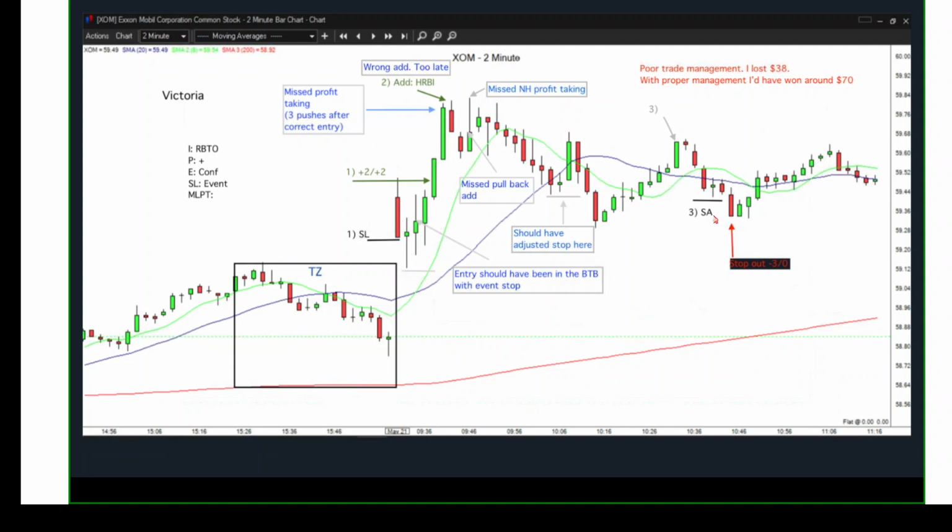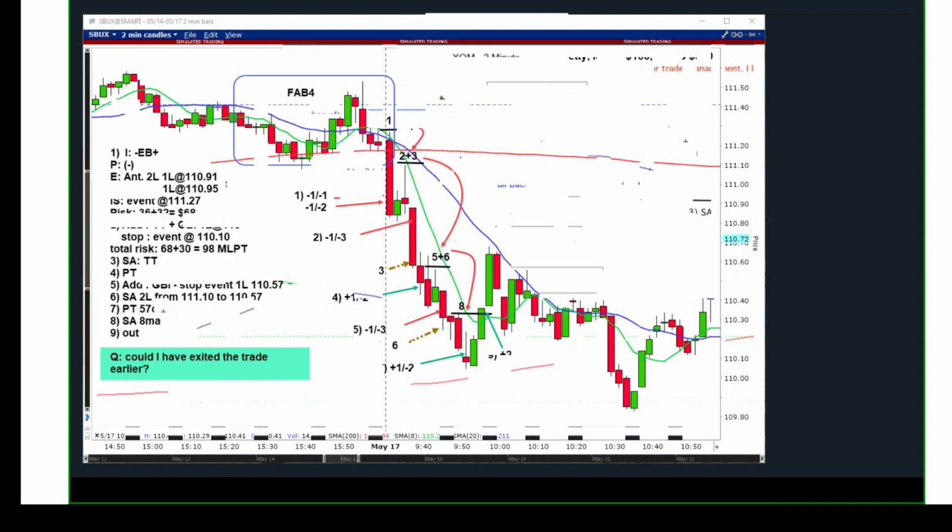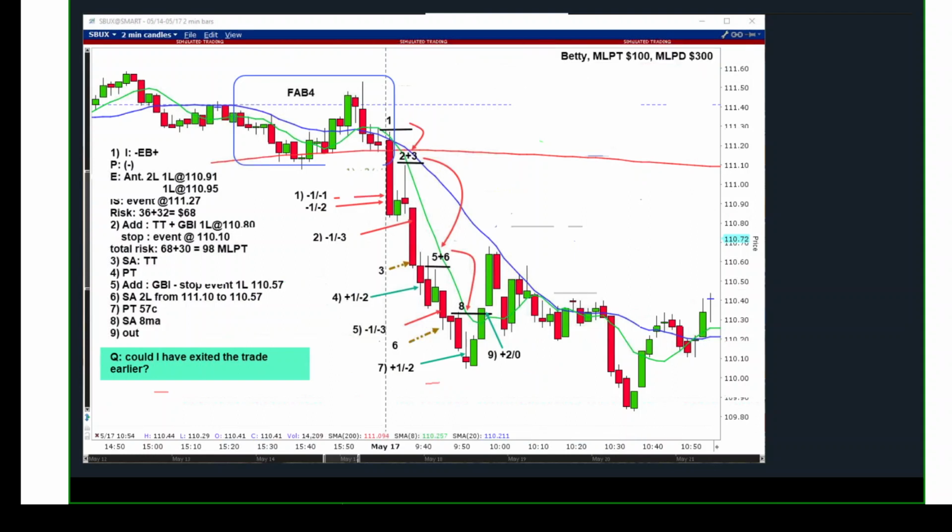All right, next one. Betty. Betty, it's your turn. Here we go. Betty is trading Starbucks here, and trading Starbucks marks here the fabulous 4. Okay, I like that, as you guys know. And then step number 1, she says, I see a bear elephant bar plus. Bear elephant bar plus here. Okay, entering one lot here, another one here. So that's basically one step.